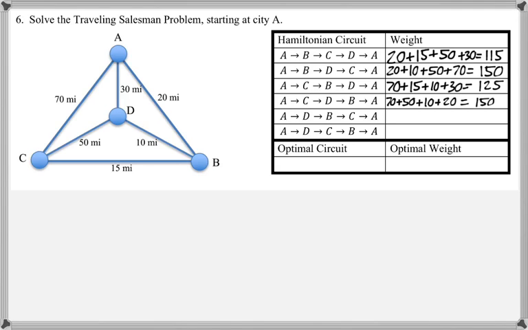The fifth route will be 30 plus 10 plus 15 plus 70, which is 125. And then the last route will be 30 plus 50 plus 15 plus 20, which is 115. So the minimum distance is going to be 115 miles.